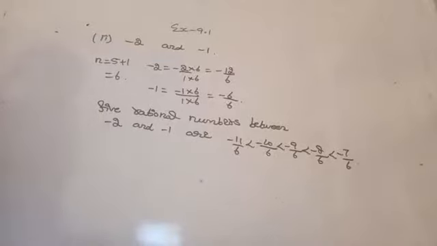Now, shall we move to the next part? What is the next part for you? Find 5 rational numbers between minus 4 by 5 and minus 2 by 3.